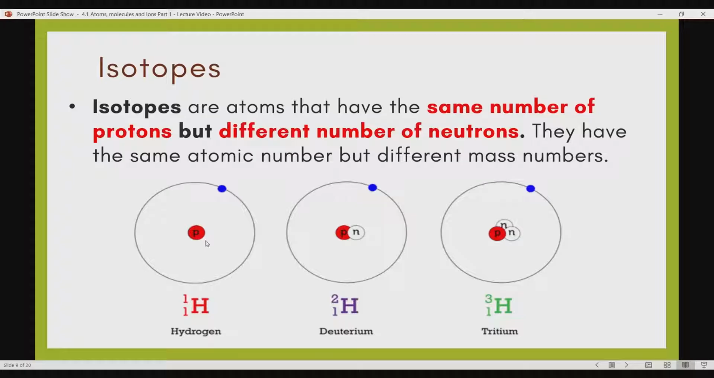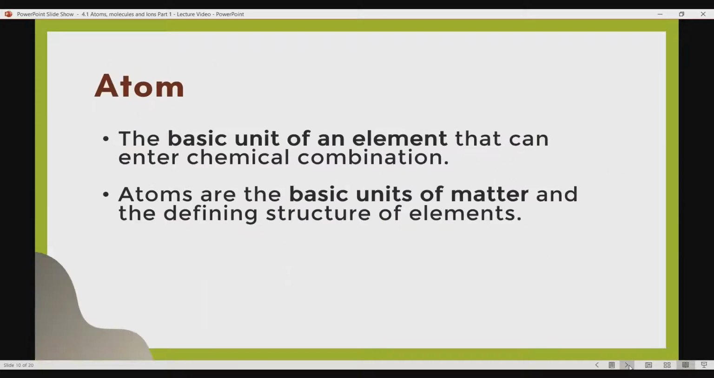Kasi nga mass number, proton plus neutron. So proton, 1, so 1 ang kanyang mass number. Proton plus neutron, 2, mass number. And then you have here proton plus 2 neutrons, 3. You have, in total 3, that is your mass number. So, ganun lang po yung isotope. That is actually very easy in terms of definitions. Okay? Next one, let's talk about atoms.